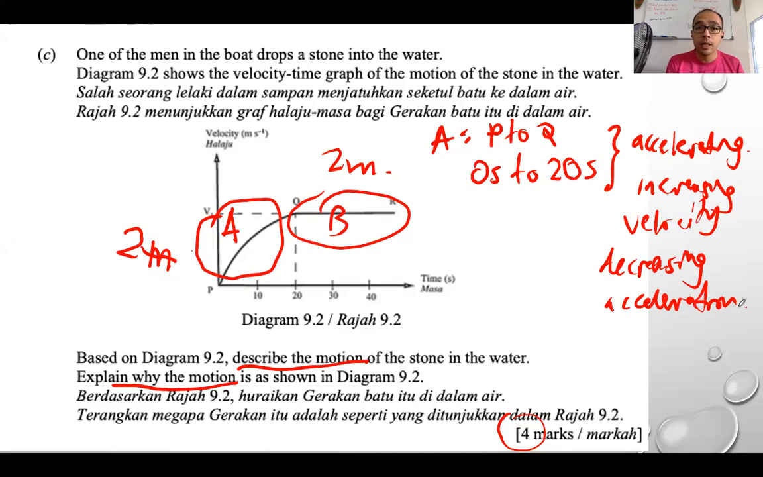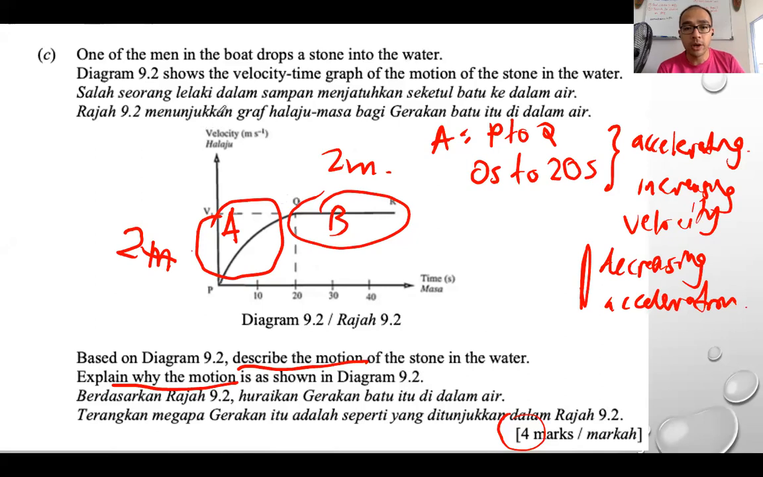Okay, so if you can't get this the first time, it's okay. Watch the video again and I'll repeat this answer, but you can always press pause on the video later. So the answer, mark number one, first mark: from P to Q, the object is accelerating, or from P to Q, the object is moving with increasing velocity, or from P to Q, the object is moving with decreasing acceleration. This is obviously the best answer, decreasing acceleration.